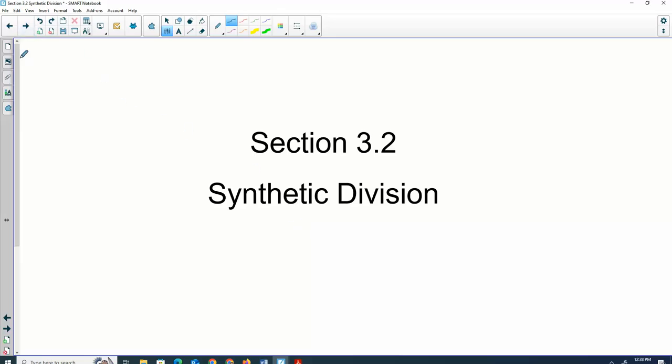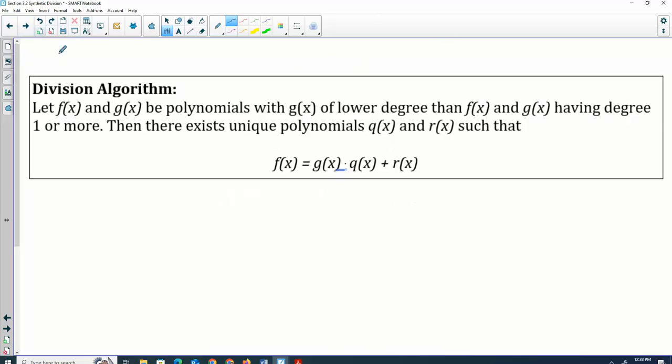Alright, so today we are reviewing something that you've seen before, synthetic division. We are going to be using this later on in the chapter as we start looking at different polynomials and rational functions and their graphs. But today we're just basically talking about our division.